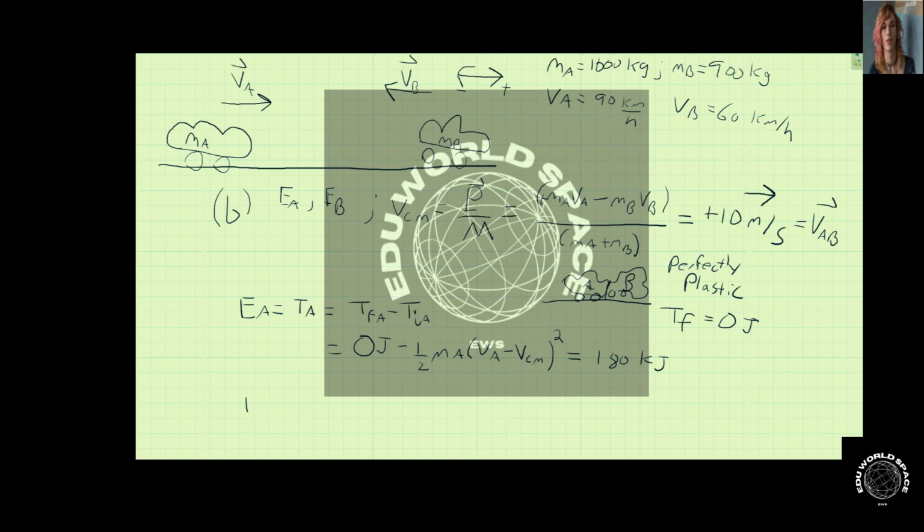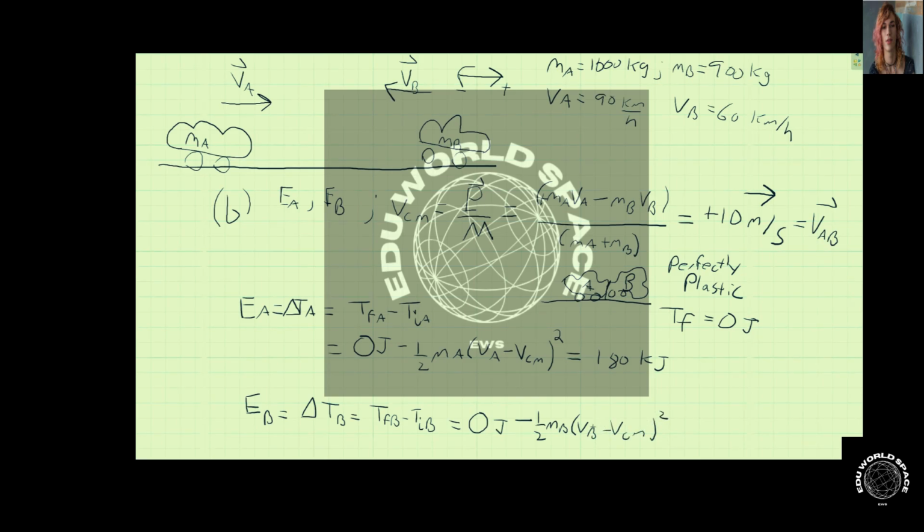Now we do the same procedure for car B. Oops, I forgot to put my delta here. It's a change in energy. It's a change in the kinetic energy for car B. So that's going to be the difference in the final energy of car B minus the initial kinetic energy of car B. We know it must end with no kinetic energy because our two cars are at rest in this frame, and we take 1/2 m_B times (v_B minus v_CM) squared.